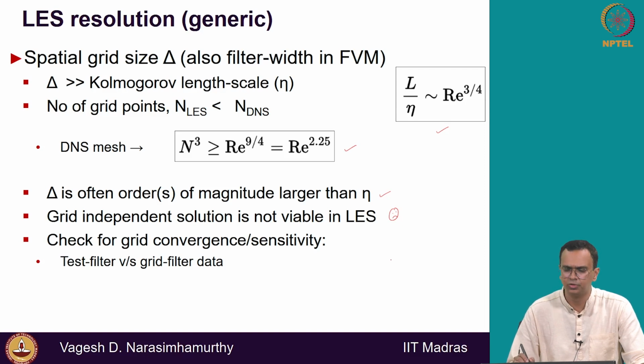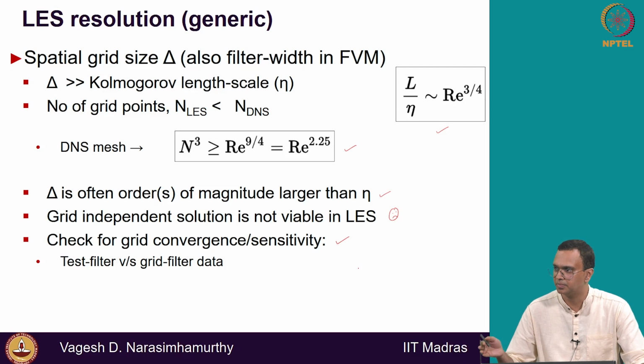In DNS we don't usually check for grid independency, we check for resolving all the scales; proving that we have computed all the scales is more important there. So in LES what you do is you have to check for grid sensitivity. You need to vary the grid and see if the results are converging to some state, okay, whether the trend is similar. That is what you can do best in LES, check for grid convergence or grid sensitivity, and there are many techniques to do that.